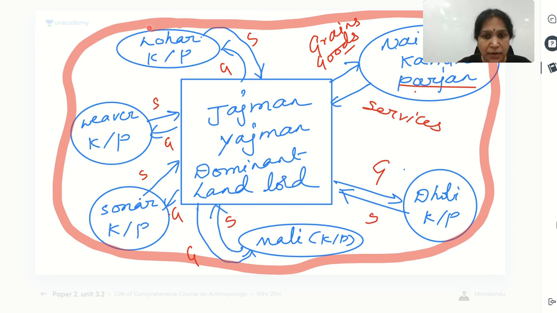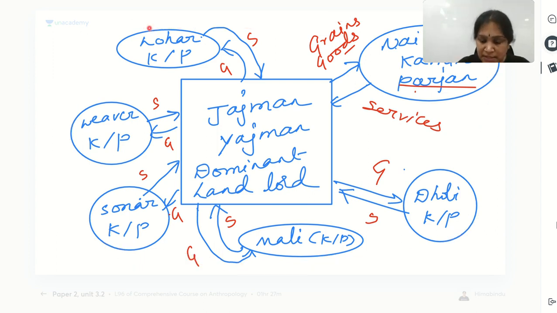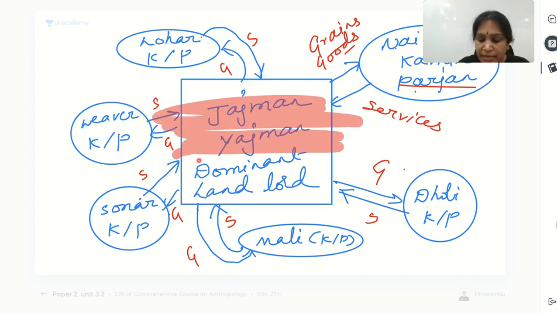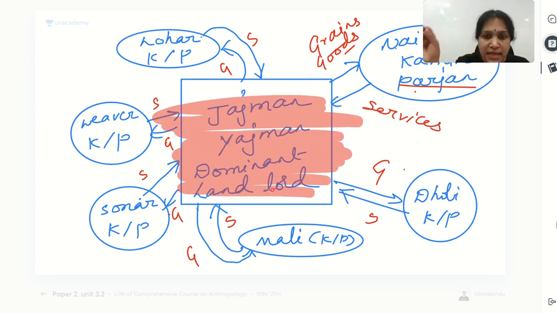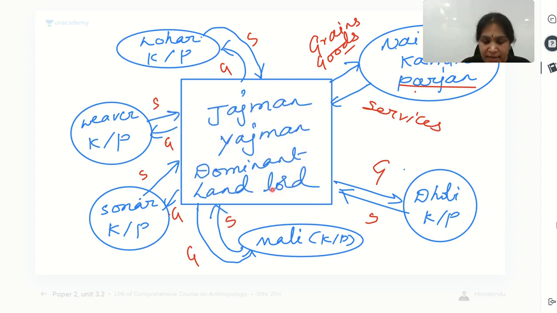Now tell me, from this whole jajmani system, if I take out the dominant caste, the jajman caste, if I remove this element from the whole system, what happens to the jajmani system? Collapse. So the jajman has a strong relationship with the whole, isn't it? So the whole system depends on that. So first rank goes to him. First rank goes to him. Okay, then next.